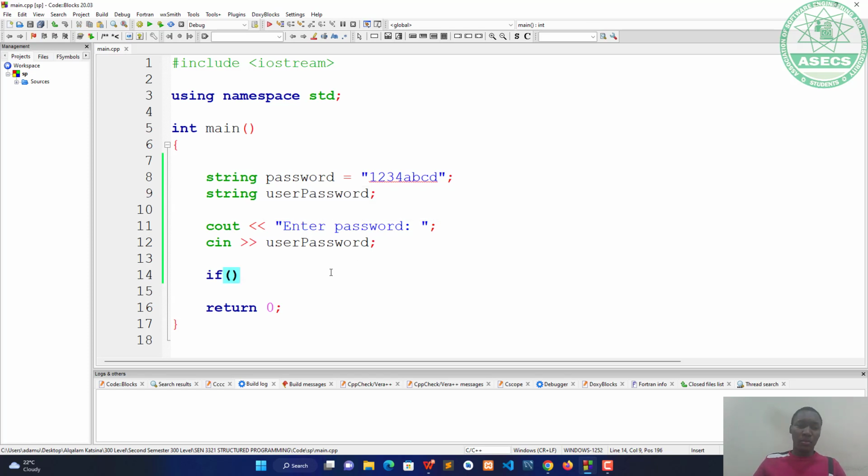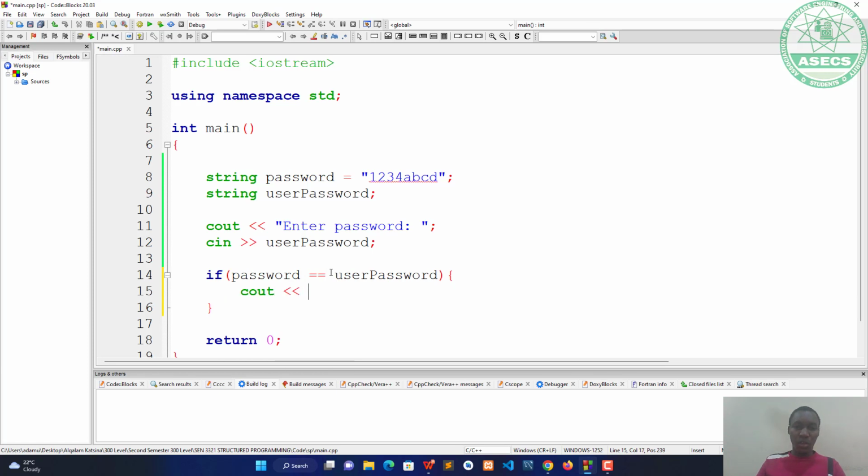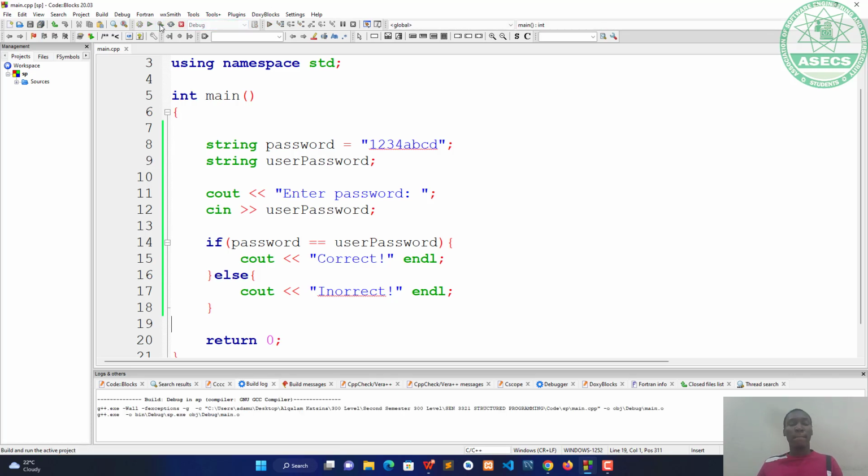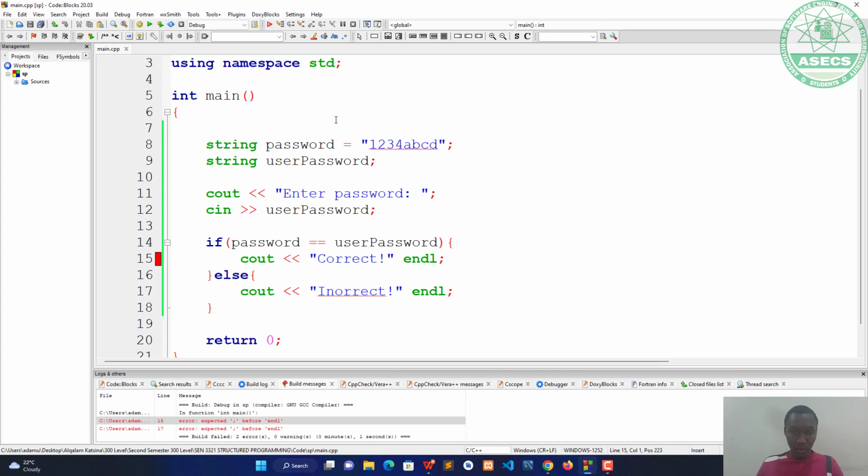So after this, I'll then say, if password is equals to user password, then I should just say cout correct. Otherwise, let me just copy this to this place. It should just say incorrect. Alright, now let me just try and run it, and let's see what the outcome will be.